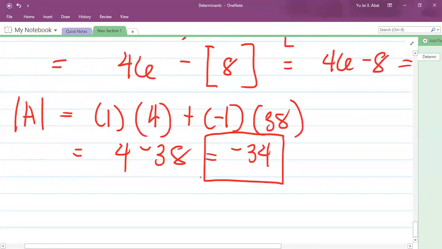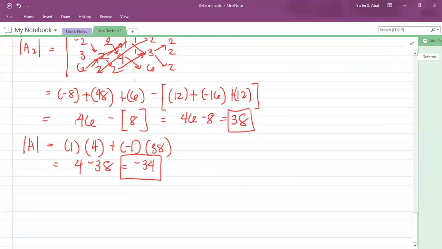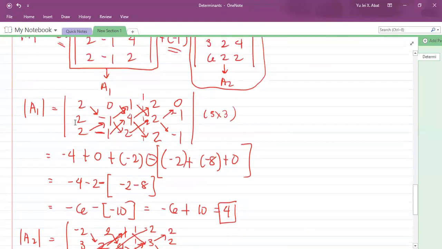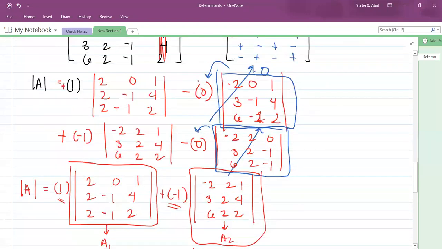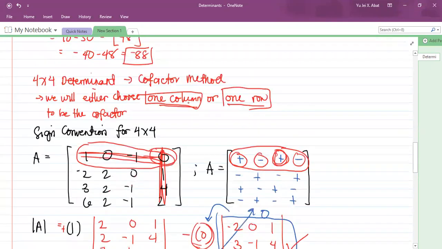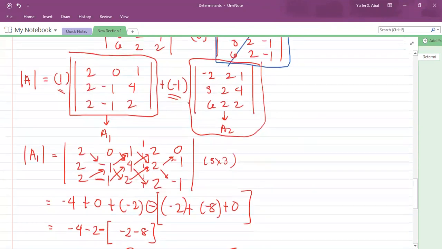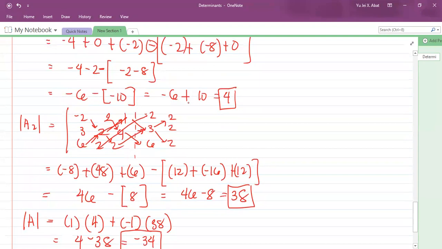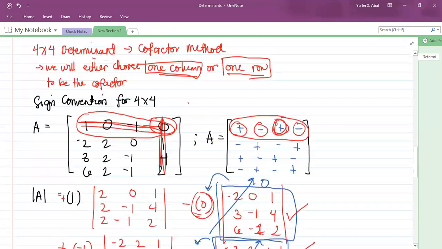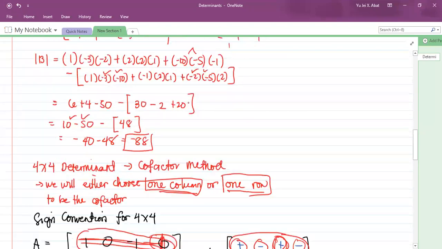Question. So, kung hindi 0 ito, nag-determinant ka pa ulit. Ito, sinama mo to at ito. Pero since 0 na yan, any number multiplied by 0 will be 0. Question, guys.